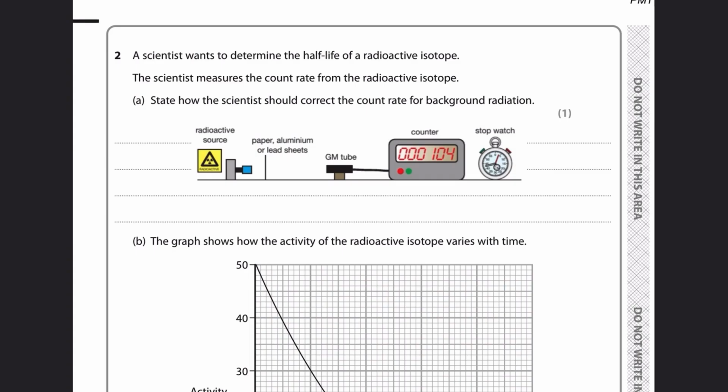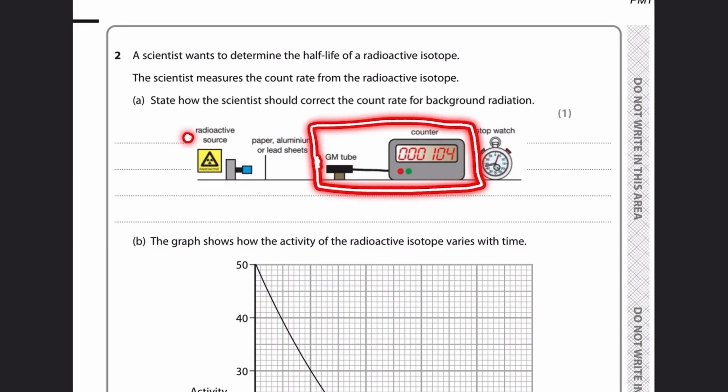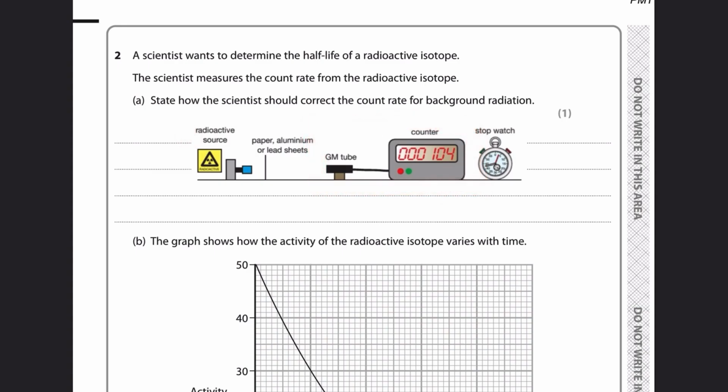You need a radioactive source. You need a GM tube, this thing, which measures the radioactivity. And then you need a stopwatch. These are your apparatus. Then you need to understand what's going on. So when you put this radioactive source here, it's going to give off radioactivity. And when it does, it's going to show up as a reading on this GM counter.